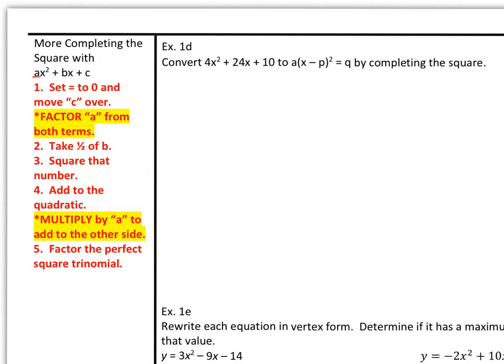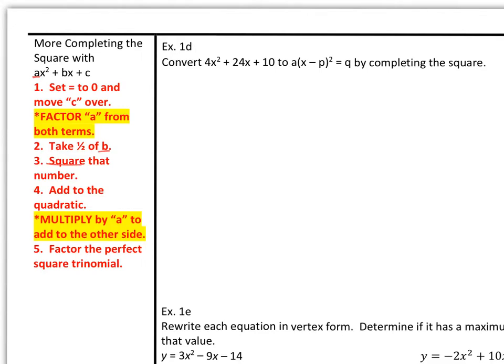Step 1, set the equation equal to 0 and move the c value to the other side. We've done that before. The new part in step 1 is now we're going to factor a out of both of the terms on the quadratic side. Once we do that, we're going to have a parenthesis, and inside that parenthesis, we'll take half of the b value and square that number. So those are things that we did in day 1.